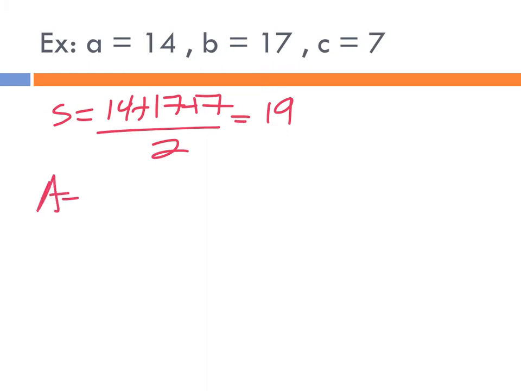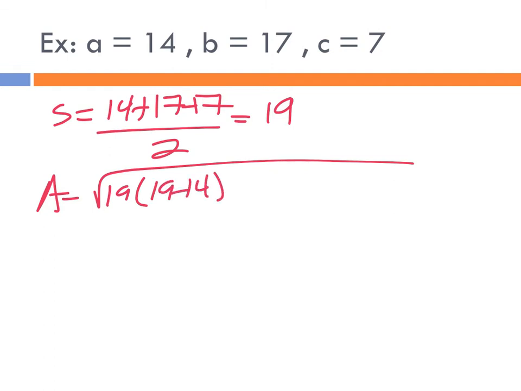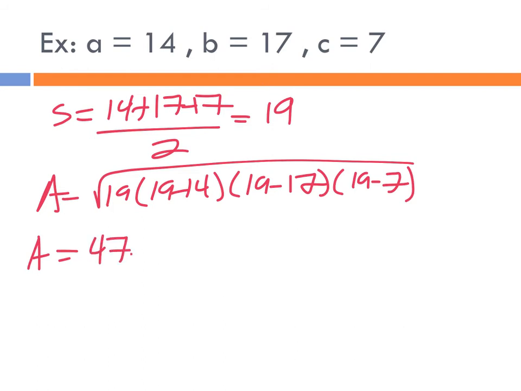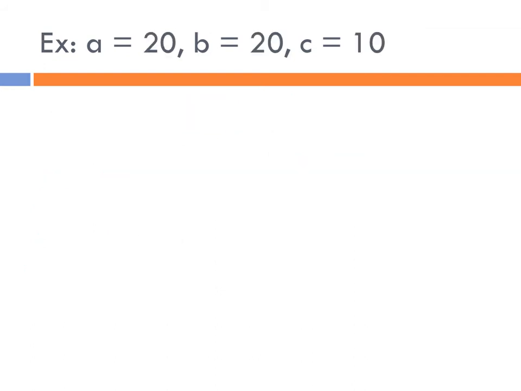Now that I know what s is, I can go back and plug everything into my formula, which means that the area is going to equal the square root of s times s minus a times s minus b times s minus c. And when I simplify all that, I get that A is equal to approximately 47.7. And then you have a use of Heron's formula when we know all three sides.